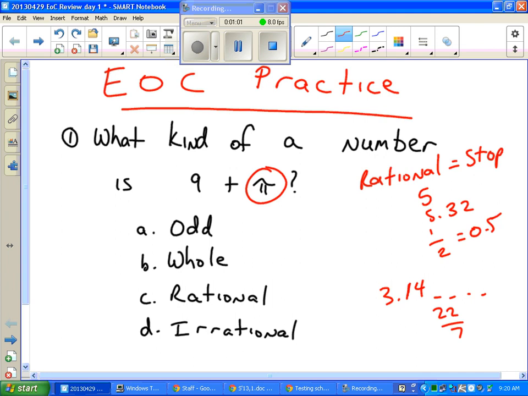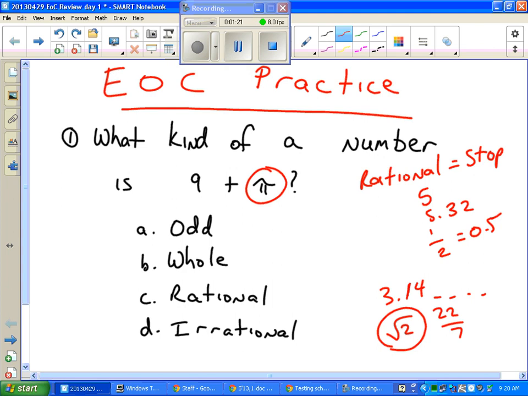Like the square root of 2 is one we use a lot. There's no number that when you multiply by itself gives you the number 2. It's 1 point something, and it's a great big long number that never ends because it keeps getting closer and closer to 2, but it doesn't quite get you to 2. So it's an irrational number.